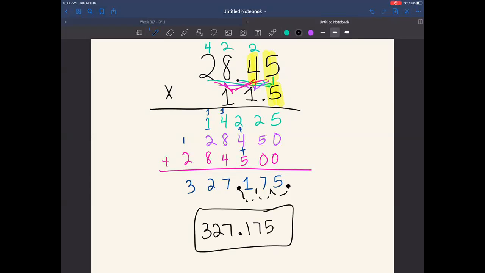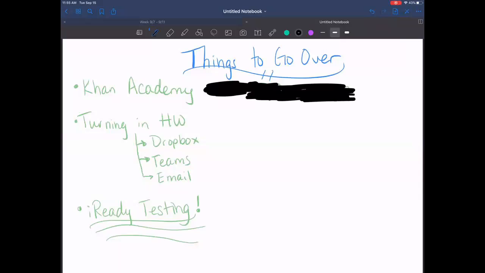Awesome. So, a couple of things to go over. The Khan Academy, after the horrific ordeal that my other periods went through, I went ahead and enrolled all of you with a username and password for Khan Academy. All you have to do is go to the website. You can either just Google Khan Academy, or you can go through your student portal. Either one works.